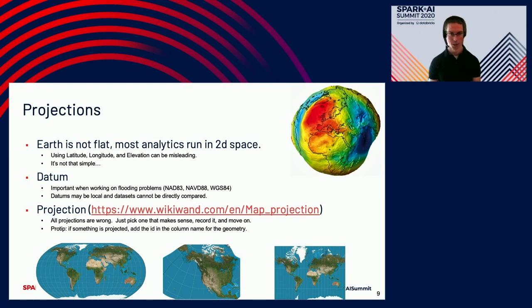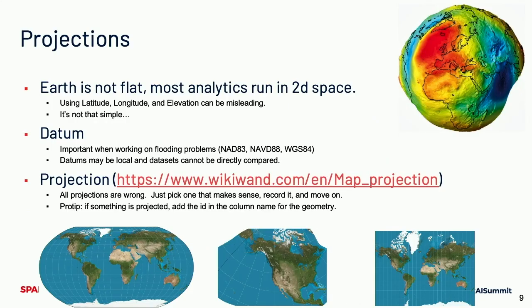So let's start with projections. I think most of us can agree that the Earth is not flat, but most analytics run in 2D space. When I first started doing geospatial analytics, I had this assumption that if somebody gave me a lat long and an elevation, that I knew where that point was. That's not the case. There needs to be some sort of origin that grounds that lat long in elevation. And that's what a datum is.